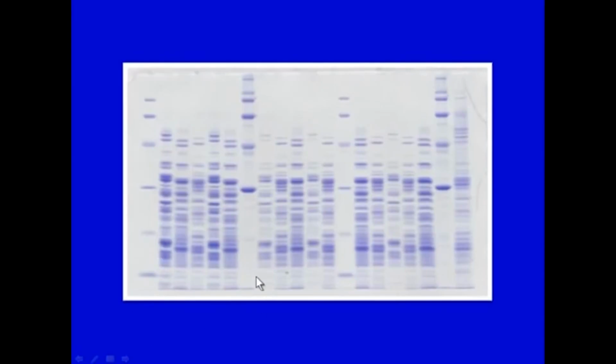After staining, the gel will look something like this. Here, these are molecular weight markers, these are different samples which have been run, and you can see these blue bands here, which have been stained with Coomassie brilliant blue. This is how you can see your gel and the different band patterns.